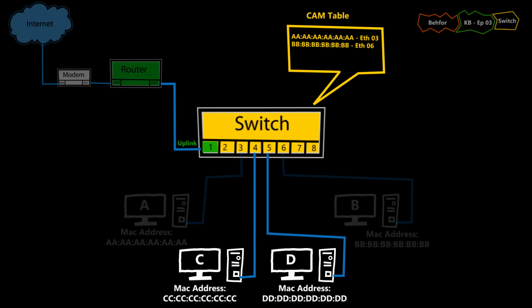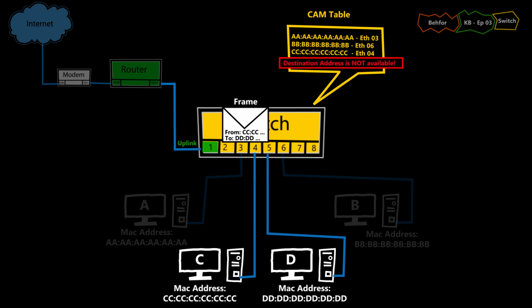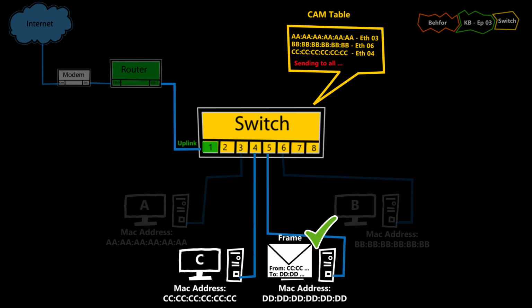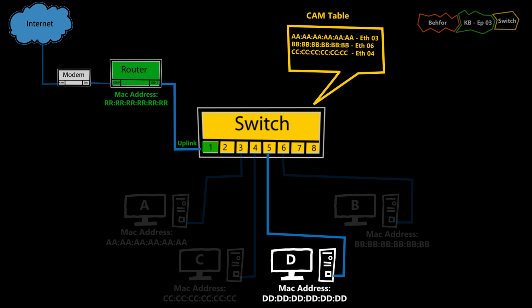In this example, device C wants to send a frame to device D. In this example, device D is sending a frame to the router, and then the router is gonna reply back to the device D.